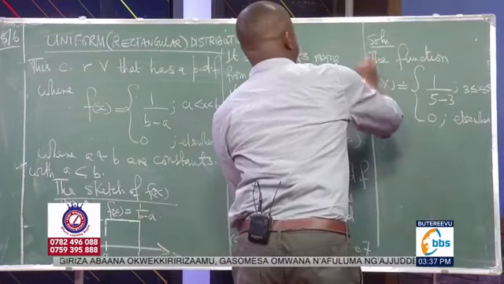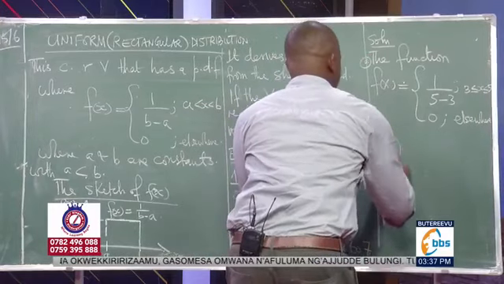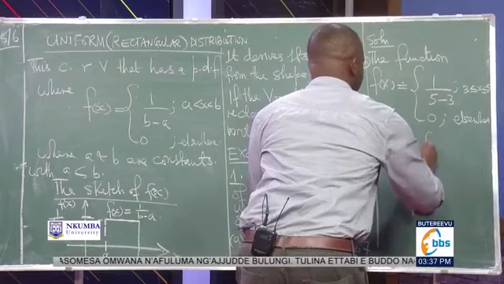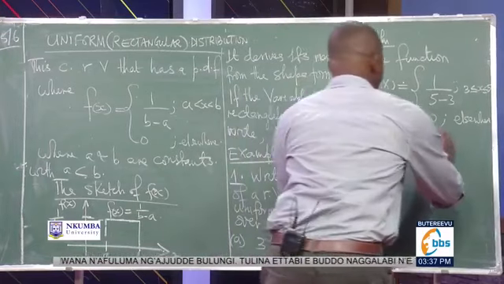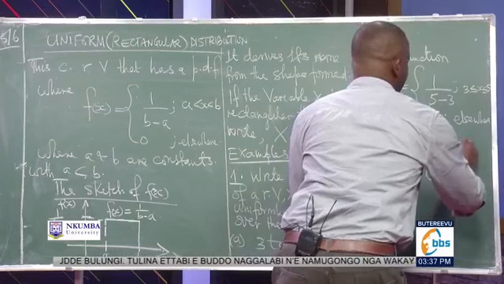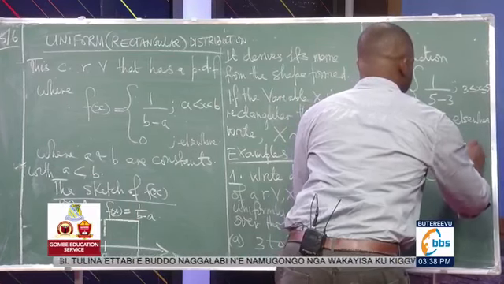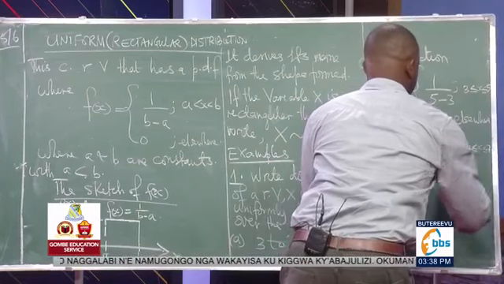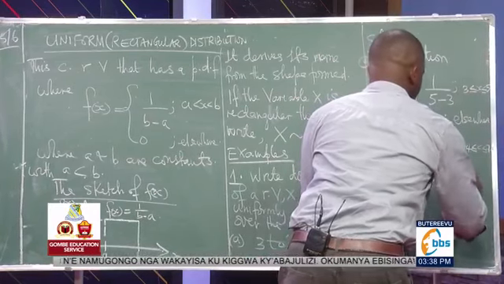That is part A. Part B, similarly, our f of x will be given by an expression that we can write as 1 over 7 minus 4, for 4 less or equal to x less or equal to 7, 0 elsewhere.